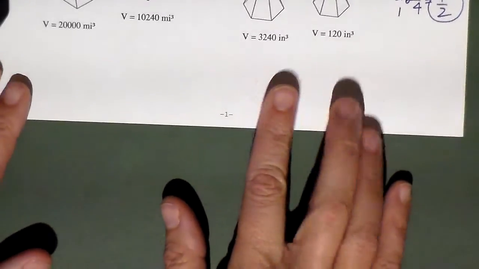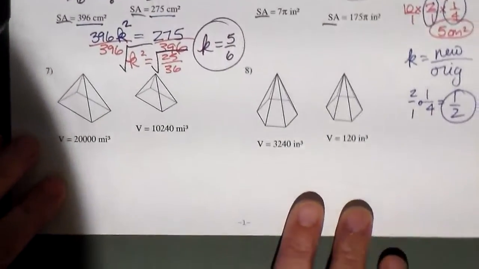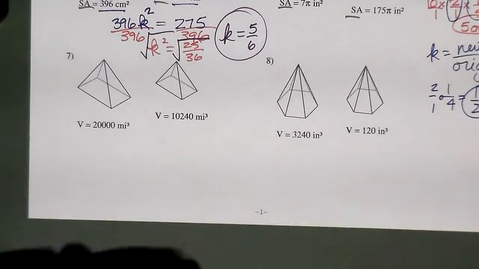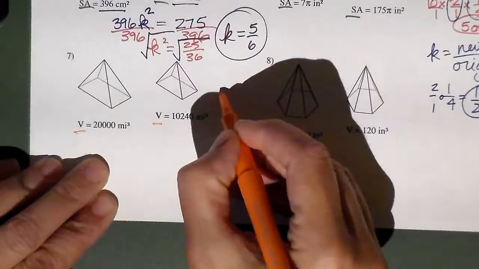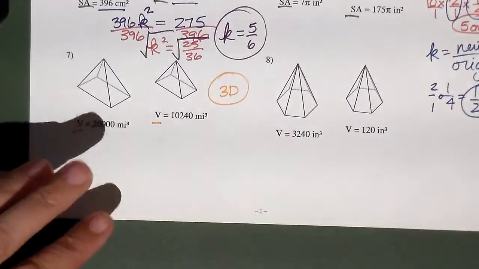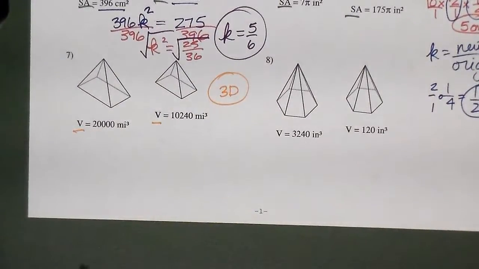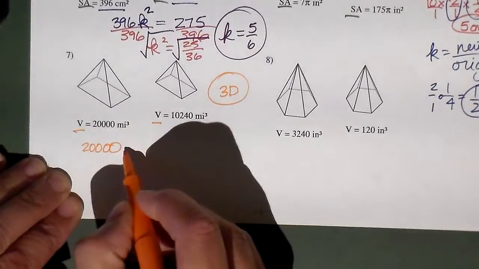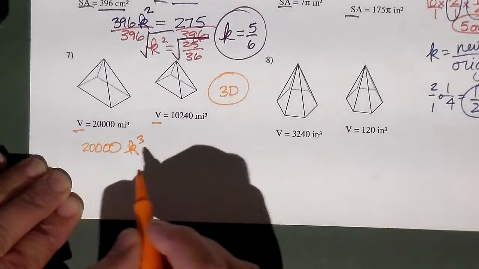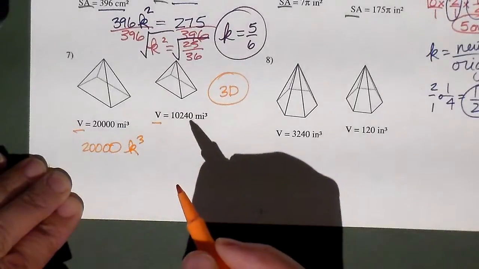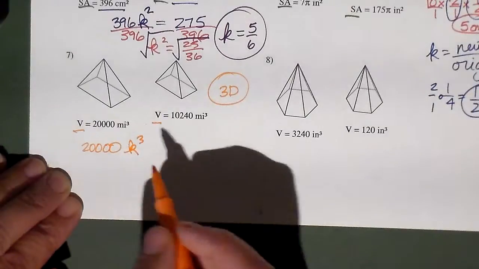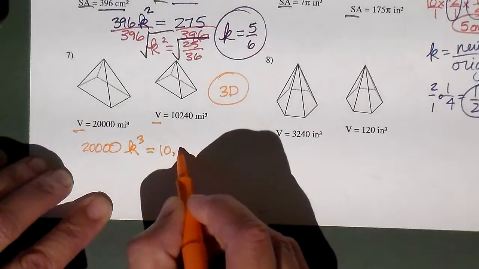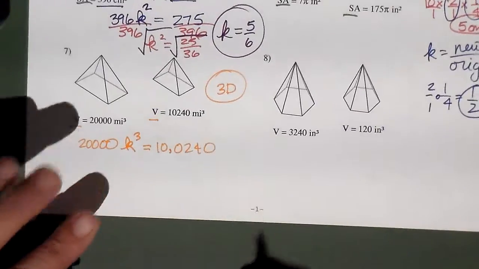Let's look at 7 and 8. 7 and 8 now, what am I looking at? I'm looking at volume. So now I'm looking in 3 dimensions, which means I'm going to have k what? Cubed. So I multiplied 20,000 times 3 factors of some sort. I don't know exactly what they are, but they all came together to make k. But I know it's 3 factors, so k cubed. And that gave me my new volume of 10,240.